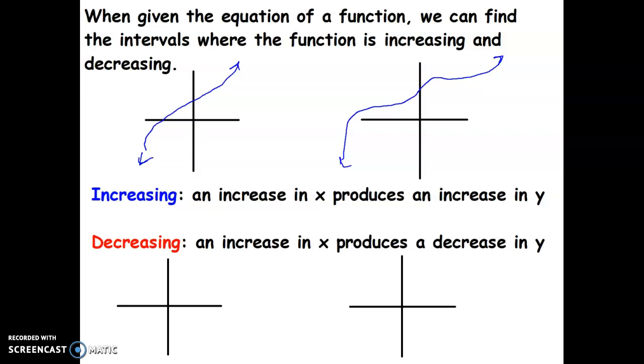Decreasing is exactly the opposite. Decreasing says an increase in x produces a decrease in y, which basically says as you move from left to right, you are also moving in a downward direction. So I could have something like this. Again, this would be called strictly decreasing because at no point does it level off. Or you could have something like this where it decreases and levels off and decreases and levels off. And this one is considered decreasing as well because at no point does it increase.